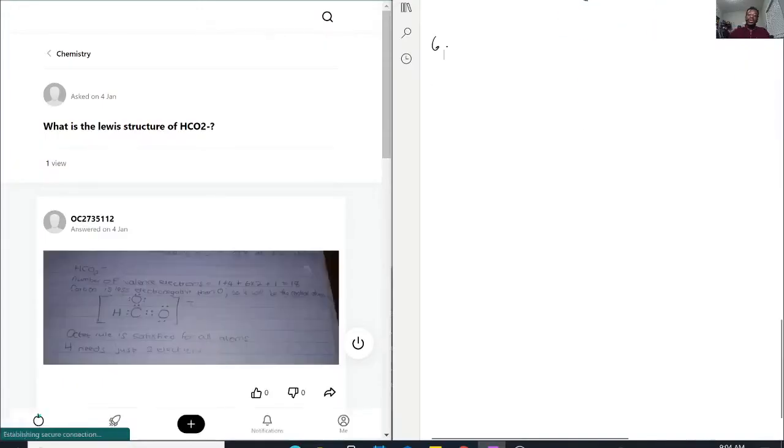We have here, what is the Lewis structure of HCO2? So this would be the hydrogen carbonate ion. The reason why I say that is because it is HCO2 minus, okay? So we're going to assume that it's referring to HCO2 minus. That would be a little bit more complicated.